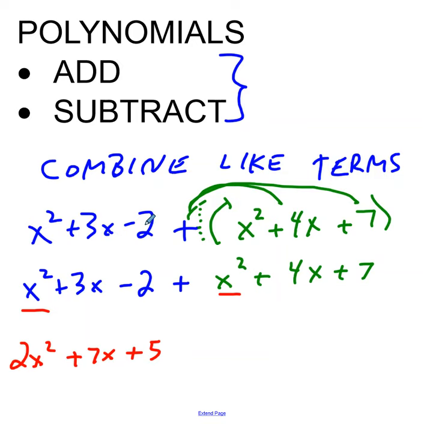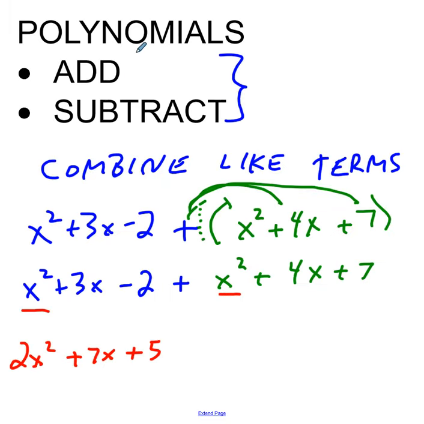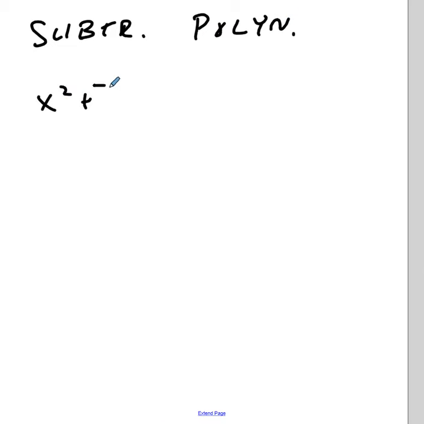If I'm subtracting polynomials, it's the same idea, but we've got to pay attention to one extra thing. All we have to do is take a look at x squared plus 3x plus 2, and I'm just throwing out numbers here, minus all of a second polynomial, x squared plus 2x plus 7.